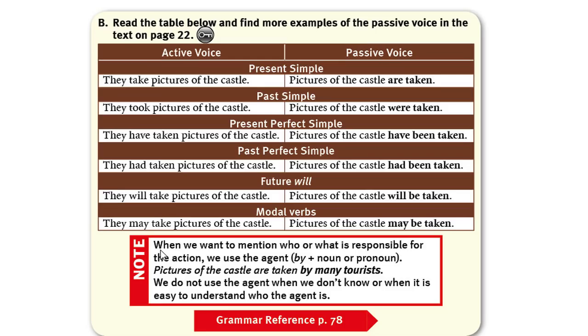Note: when we want to mention who or what is responsible for the action, we use the agent by noun or pronoun. إذا أردنا أن نذكر من المسؤول عن هذا الحدث نضيف by ونأتي بالشخص الذي قام بذلك. Pictures of the castle are taken by many tourists. We do not use the agent when we don't know or when it is easy to understand who the agent is. وغالبا لا نحتاج إليه إذا لم نرغب بذكره أو لم نعلم من هو.